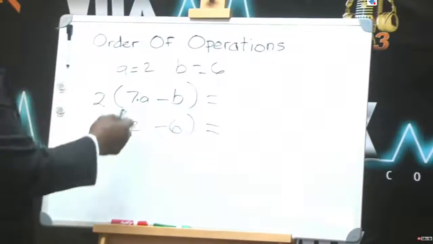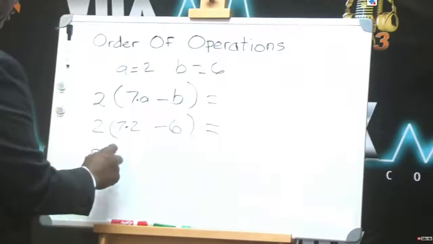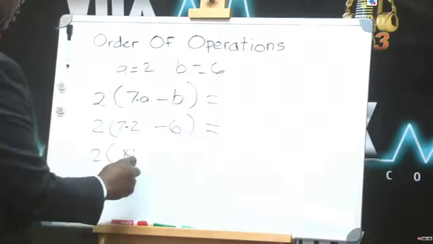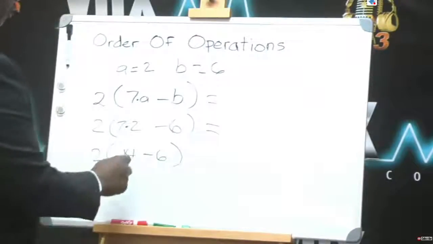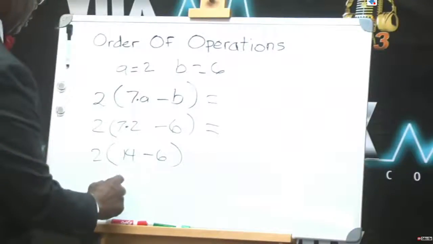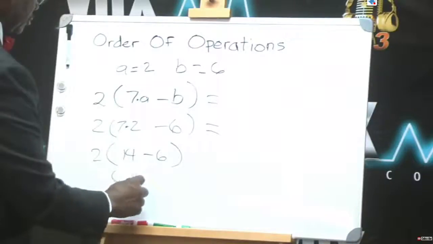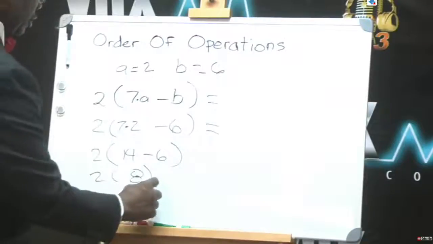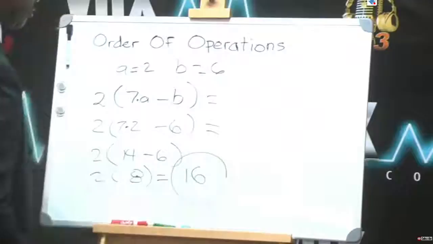First thing we do, inside these parentheses, multiply. Keep this, you do what's in the parentheses first. That's 14 minus 6. And 14 minus 6 is still in the parentheses. So, again, 14 minus 6 is 8. And then 2 times 8, 16. And that would be our final answer.